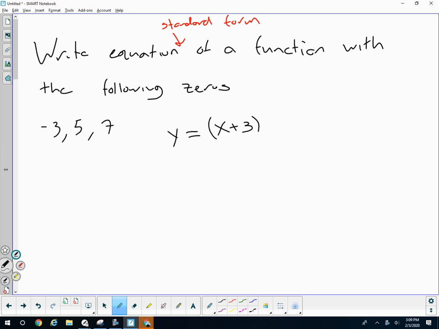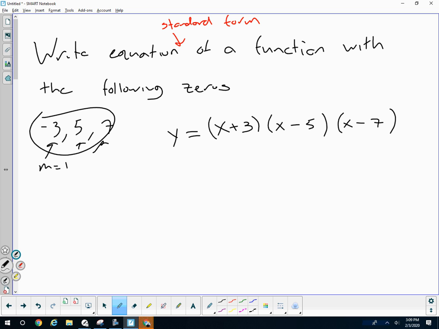If I ask you to write an equation with the following zeros, as long as you know the multiplicities, and we're going to assume the multiplicities are all 1, then x plus 3 must be a part of my equation so that when I plug in -3, I get 0. This must be true for x minus 5. It must be part of my equation. When I plug in 5, I'm going to get 0. Must be true for x minus 7. That must be true as well. This is what we call factored form. This is not standard form.